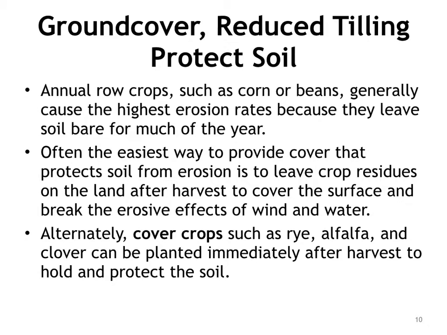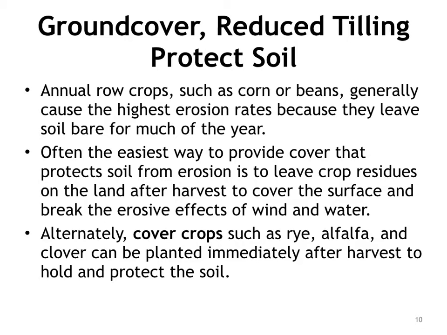Annual row crops, such as corn or beans, generally cause the highest erosion rates because they leave soil bare for much of the year. Often, the easiest way to provide cover that protects soil from erosion is to leave crop residues on the land after harvest. They not only cover the surface to break the erosive effects of wind and water, but also reduce evaporation and soil temperature in hot climates, and protect ground organisms that help aerate and rebuild soil.